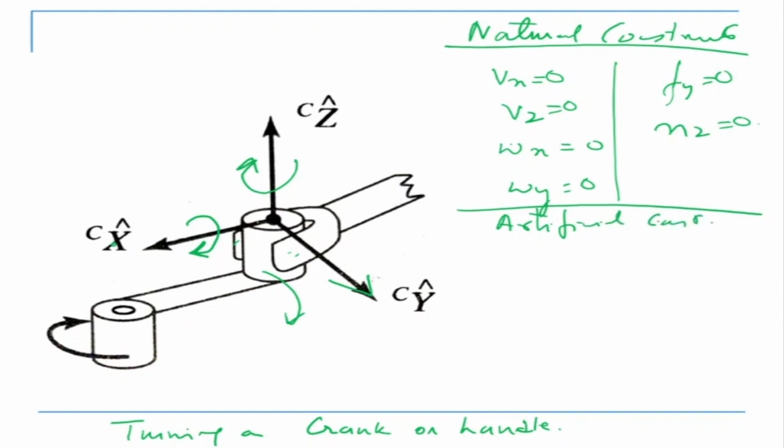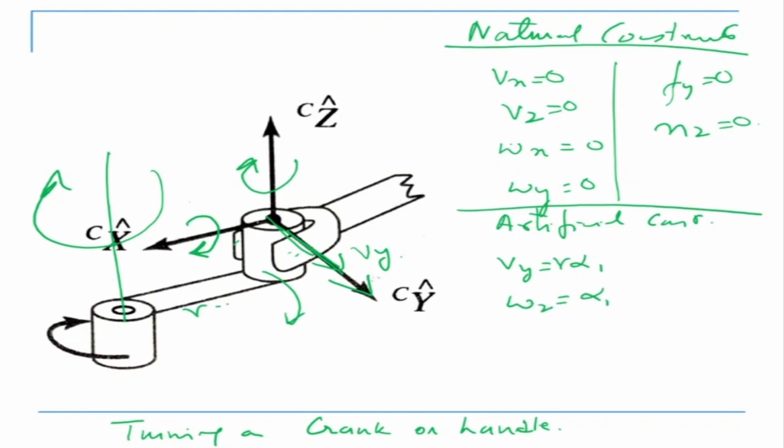Okay, the artificial constraints are: in order to move, you must have a particular velocity, Vy equal to alpha 1. In order to perform this task, I want to rotate about this axis, so I'm going to use a velocity here. That is my Vy. So I have to give a control velocity to move in a particular direction, and omega z must be equal to r into alpha 1. This is r. So this is an artificial constraint.